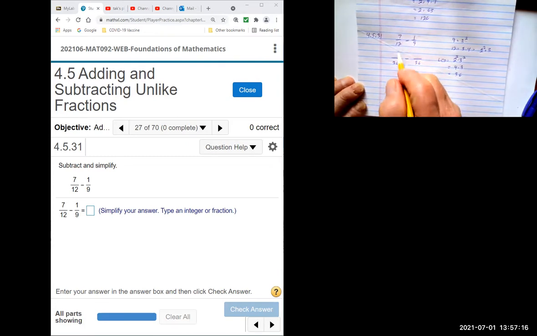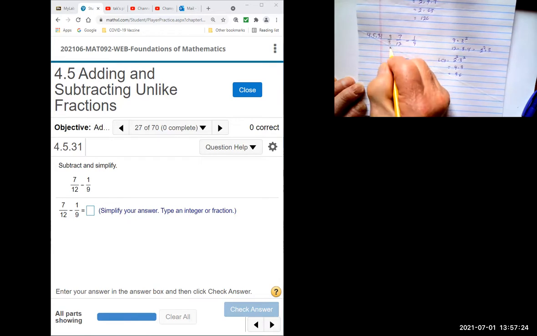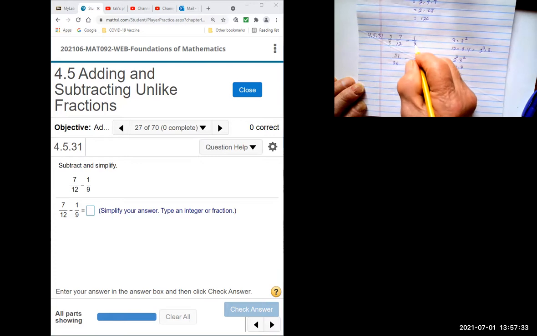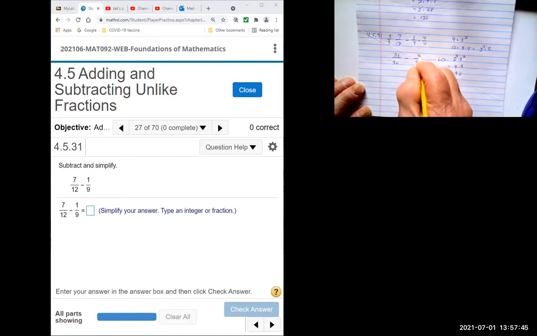How many times does 12 go into 36? I think it goes in 3 times. So let's multiply this fraction by 3 over 3. That's a 1 factor. 3 times 12 is the 36, but 3 times 7 gives me the modified numerator. How many times does 9 go into 36? It goes in 4 times. So I'm going to multiply the original fraction by 4 over 4, a 1 factor. 4 times 9 is the 36, and the modified numerator is 4.